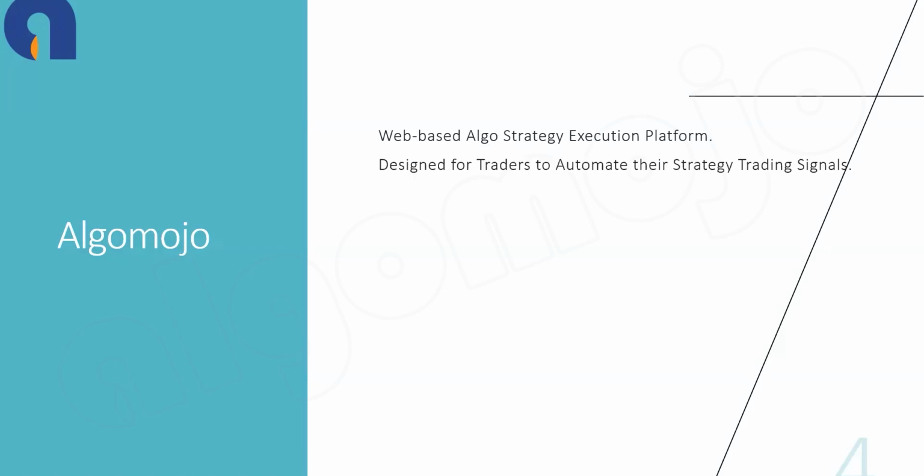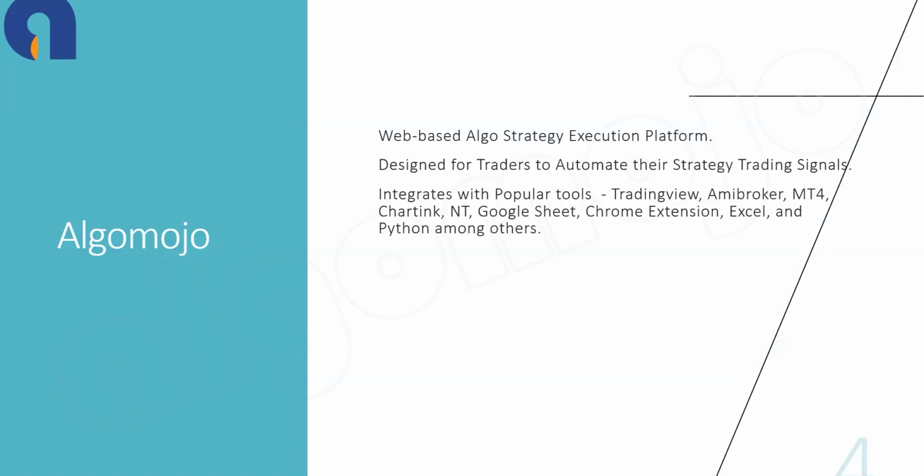It is designed for traders to automate their strategy signals that are generated using various charting tools. It could be TradingView, it could be Chartink, those kinds of tools. We have integrated currently with some of the most popular tools available for traders like TradingView, Amibroker, MT4, Chartink, NinjaTrader, Google Sheet. Chrome extensions are also available. Excel and Python are also available.